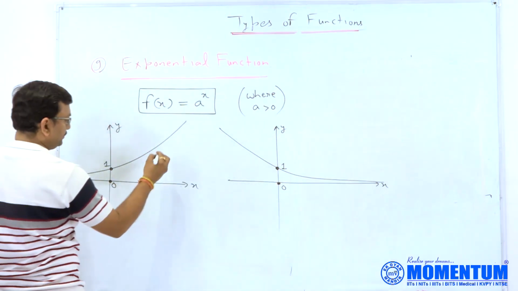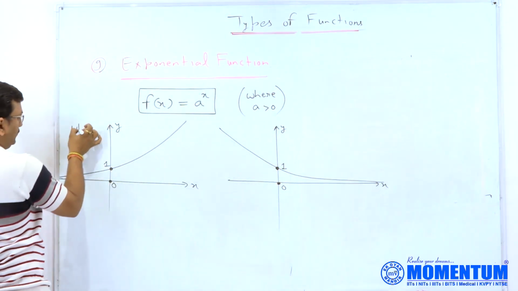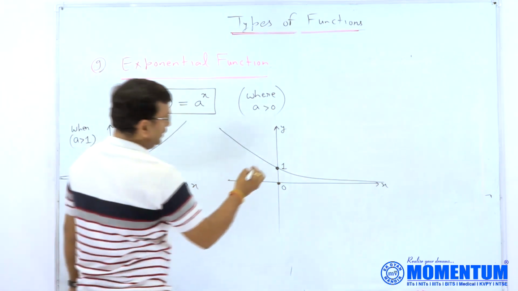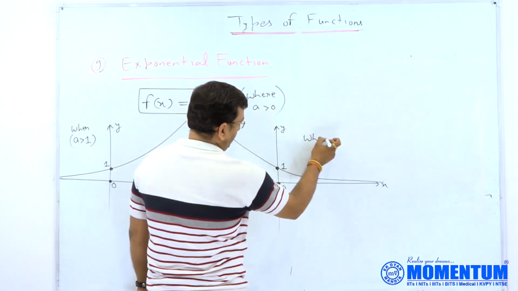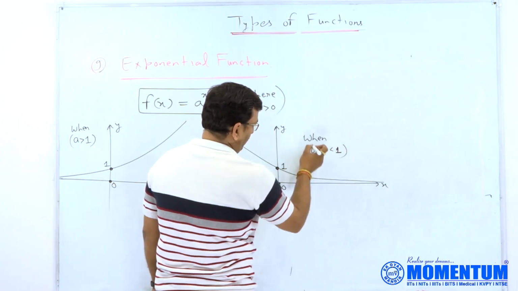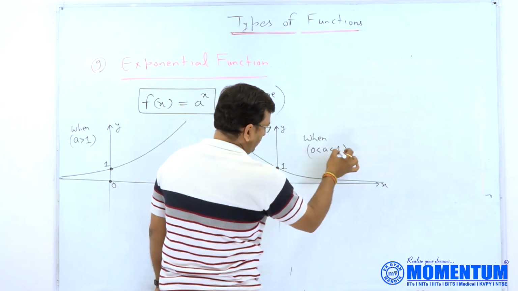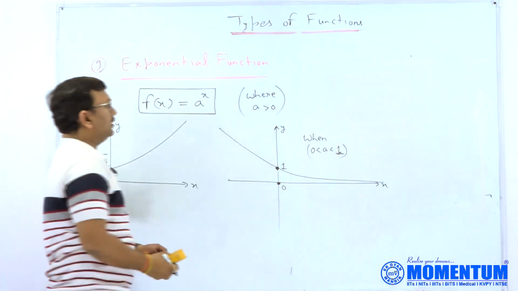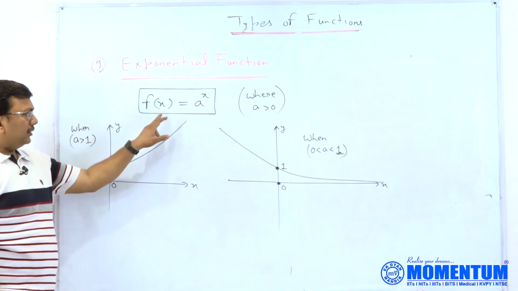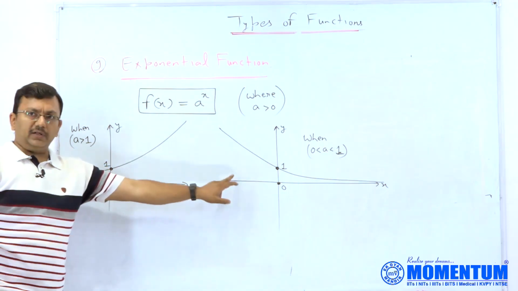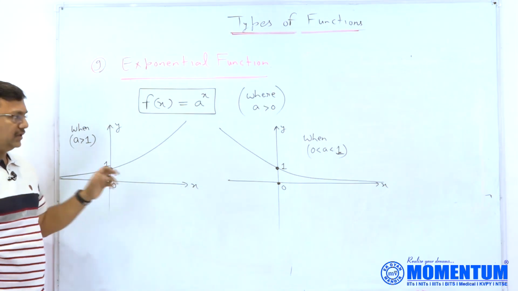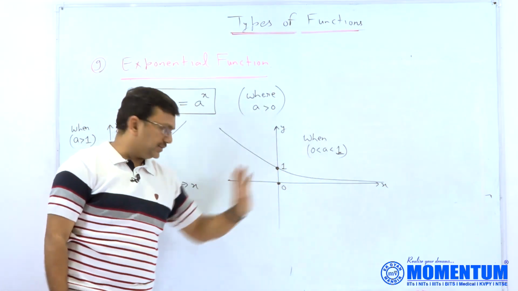First one, when a is greater than 1. Second one, when a is in between 0 and 1. So as we have seen in case of logarithmic function, similarly here, two graphs in case of exponential function. First one when base is greater than 1, second one when base is less than 1.